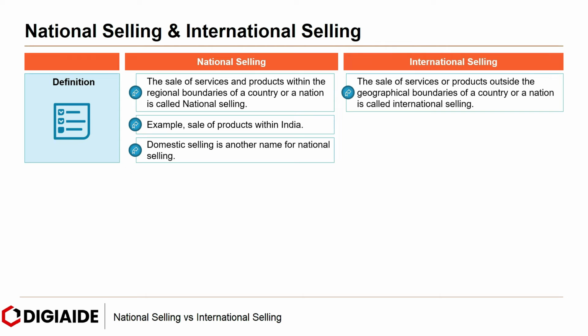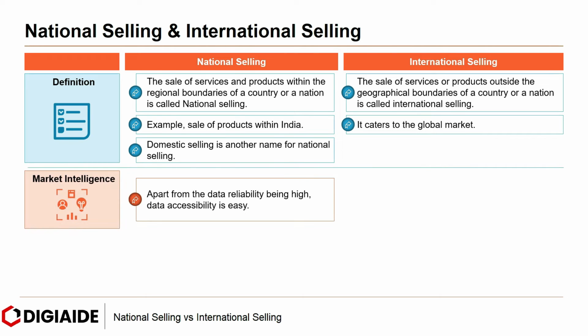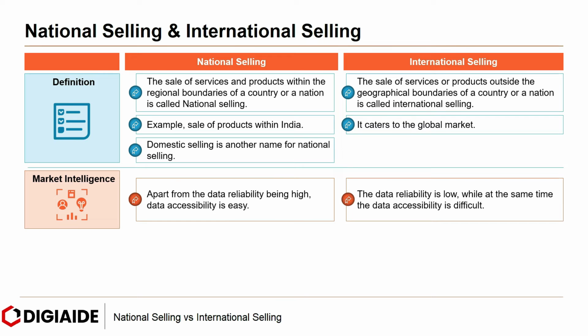On the other hand, international selling is the sale of services or products outside the geographical boundaries of a country or nation. It caters to the global market. Next, market intelligence. Apart from data reliability being high, data accessibility is easy in national selling. Whereas, the data reliability is low while at the same time the data accessibility is difficult in the international markets.